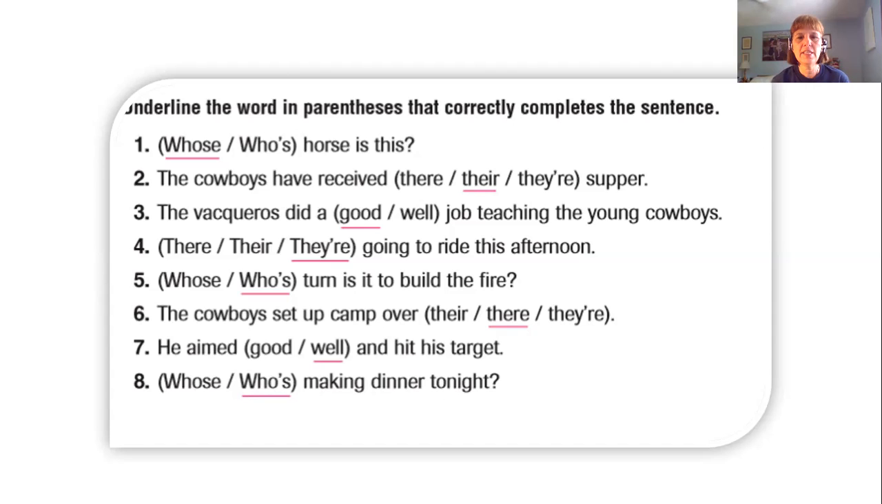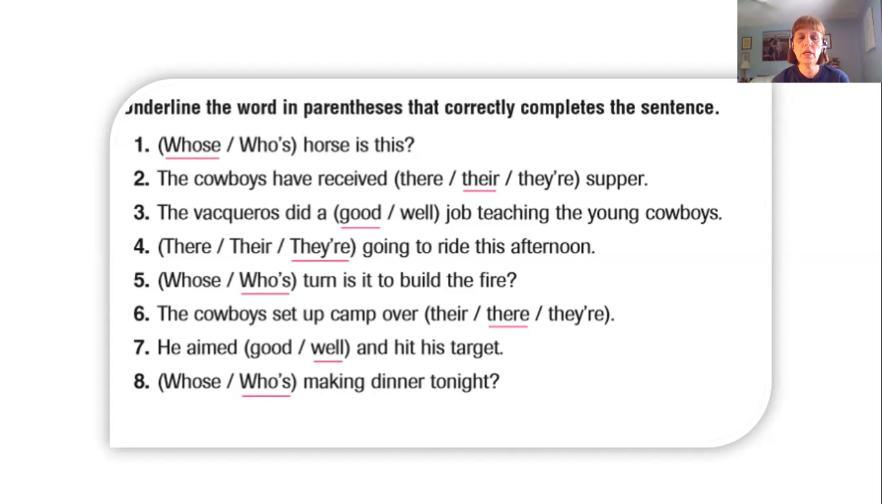Whose turn is it to build the fire? This is wrong. It's whose. Number 5 is wrong. Whose turn? We're talking about a possession. Whose turn, not who is turn. So number 5 has an error from the teacher's edition. The Cowboys set up a camp over there. It's a place.